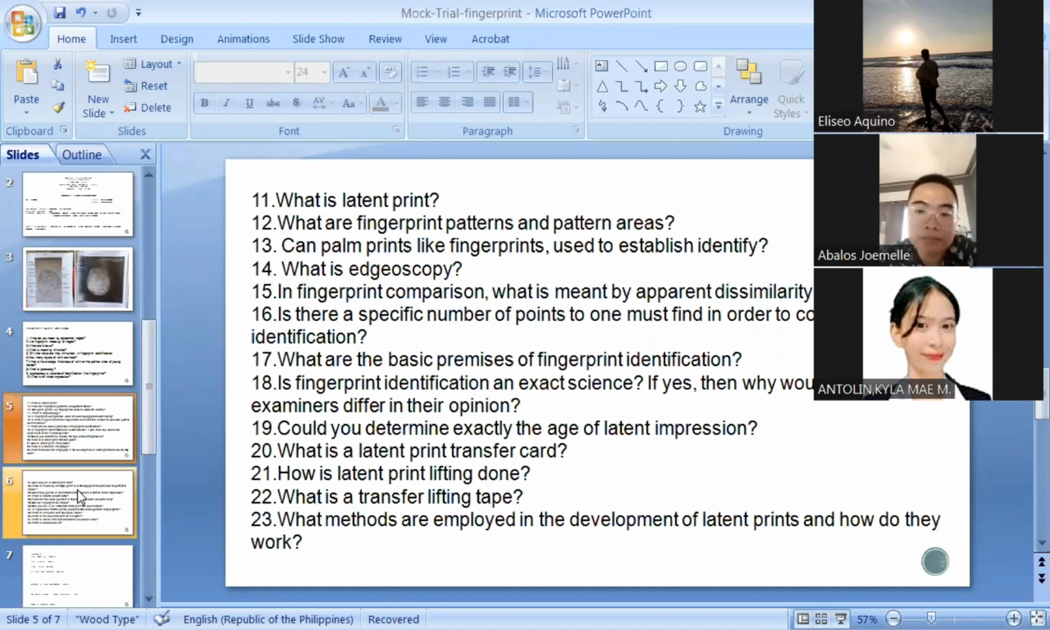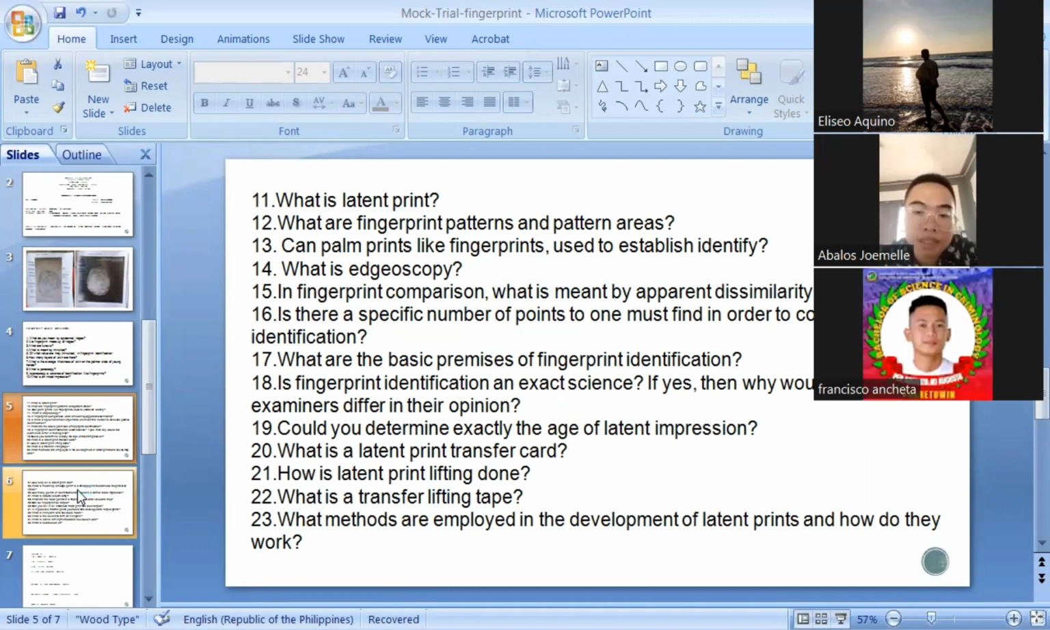13, can palm prints like fingerprints be used to establish identity? Yes, it can be used to establish identity because palm prints are also used to identify the prints of a person. 14, what is idioscopy? Idioscopy is the characteristic of the ridge edge.